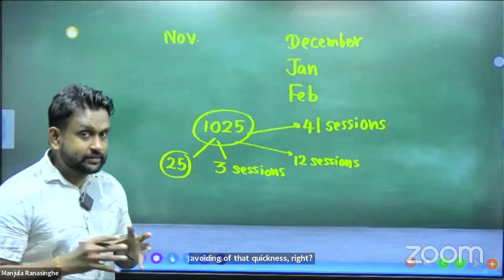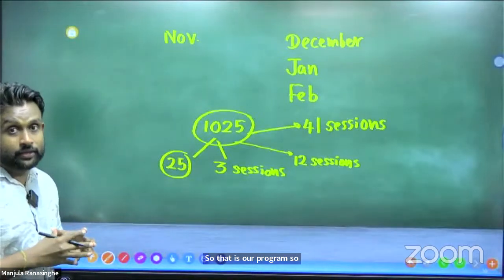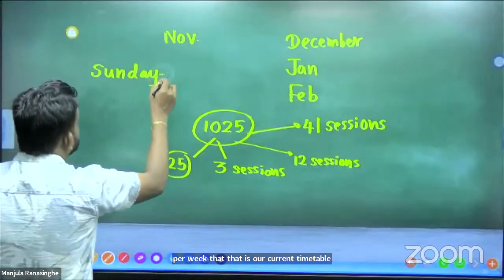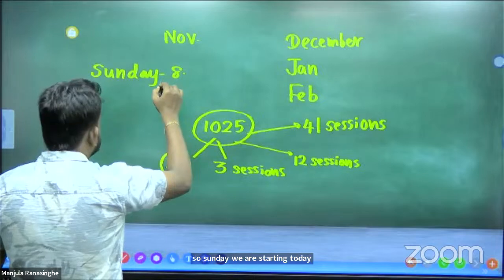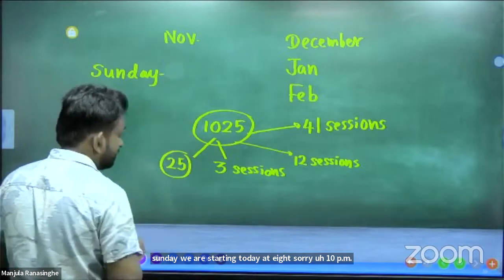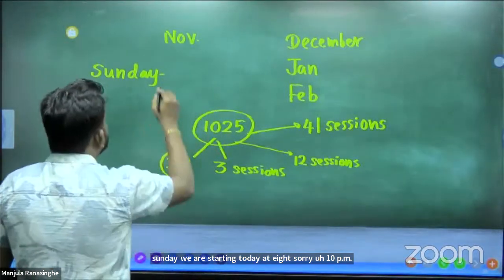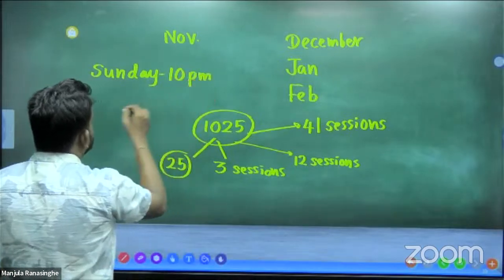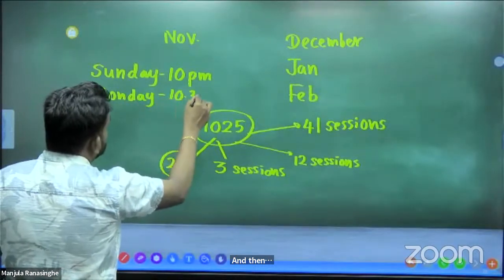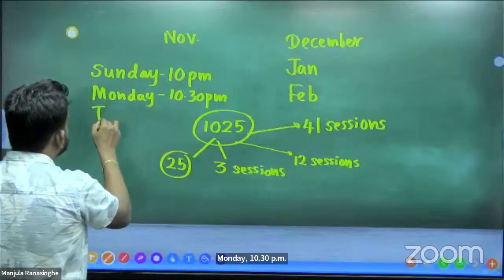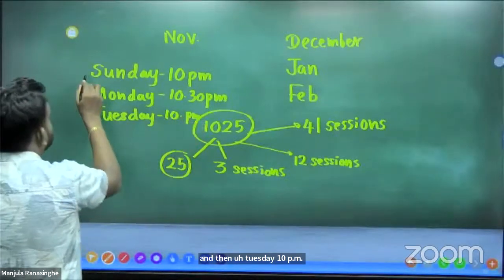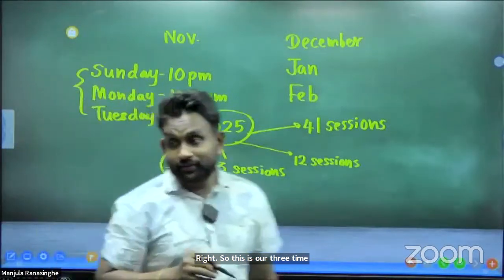So per week, that is our current timetable. Sunday at the same time. So Sunday we are starting today at 10 p.m. So Sunday 10 p.m., and then Monday 10:30 p.m., and then Tuesday 10 p.m. Right. So these are our 3 time slots at the moment.